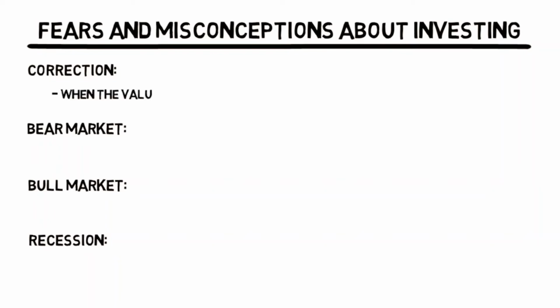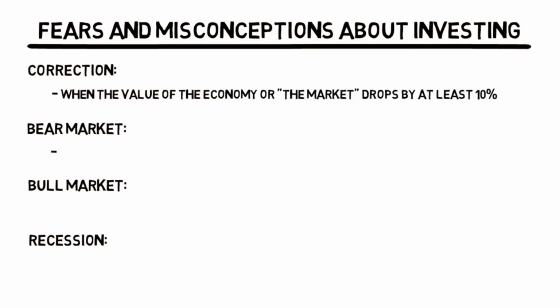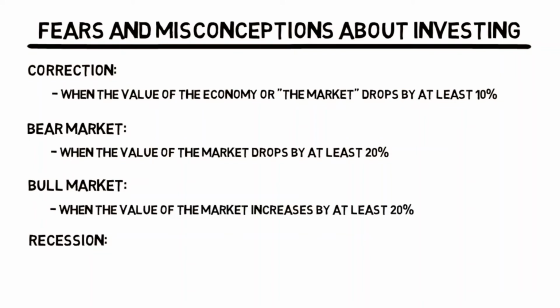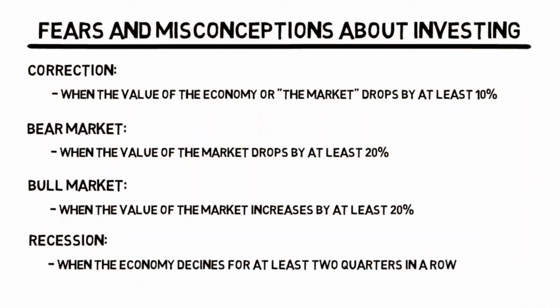A correction is when the value of the economy, or the market, drops by at least 10%. A bear market is when the value of the market drops by at least 20%. A bull market is when the value of the market increases by at least 20%. And a recession is when the economy declines for at least 2 quarters in a row, or 6 months. If you need to write these down, be sure to pause the video and do that now, as these terms are key to the remainder of this section.